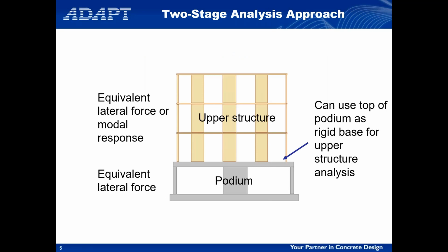So looking at an idealized structure, another part of the underlying assumption that we're going to make today is that the codes say that for the upper structure, depending on what type it is, you can choose to analyze it using an equivalent lateral force or modal response. But in all cases, we can use the equivalent lateral force approach for the podium. And this is for a single level or, let's say, 2 or 3 level podium. So that's what we're going to be focusing on, the equivalent lateral force approach for the podium and concrete structure.